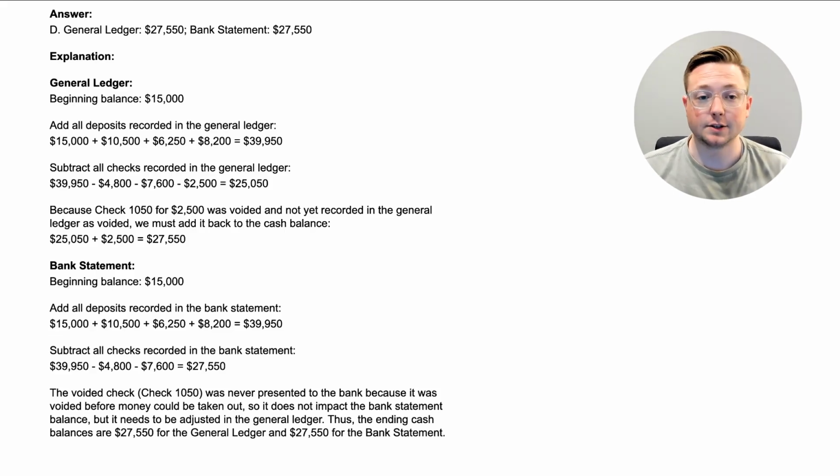All right, here we are. The answer is D. The general ledger ends with $27,550, and so does the bank statement.